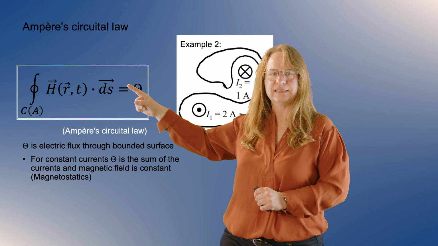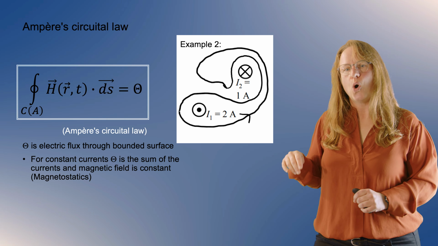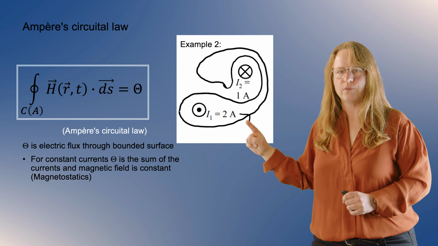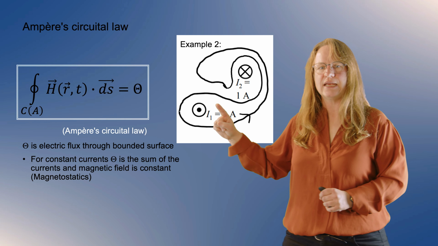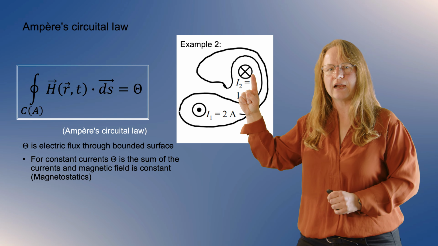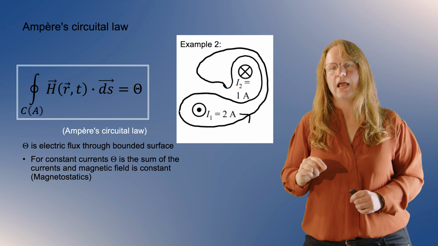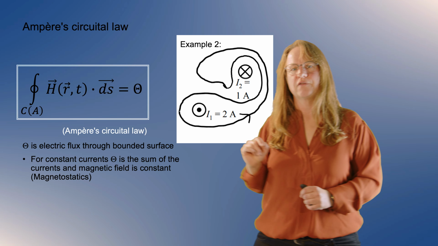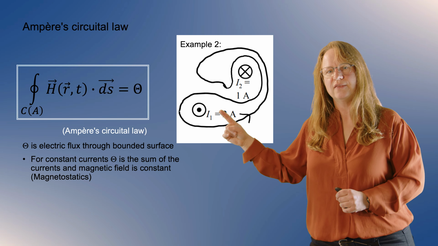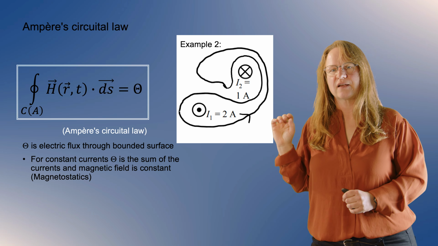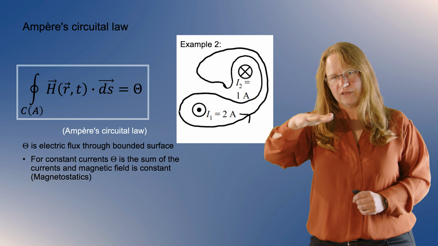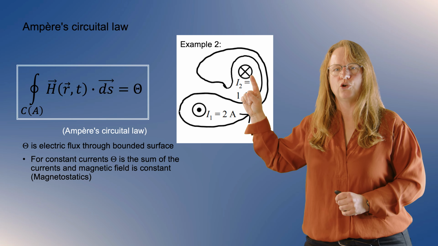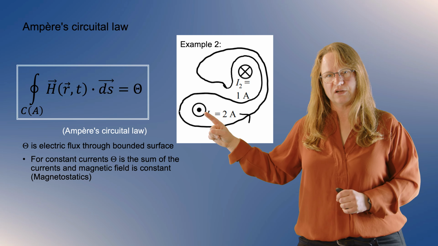How the flux is then calculated is that you have to consider all the currents that are within the area that is bounded by the contour. If this is the contour, we can see that this current here is inside the area bounded by the contour. This current here is not inside the area bounded by the contour. So in order to calculate the electric flux, you only count this current, because you only need to consider the currents that cross the surface bounded by the contour. That means it doesn't matter for Ampere's circuital law that there's another current source here. We only need to consider this current source.